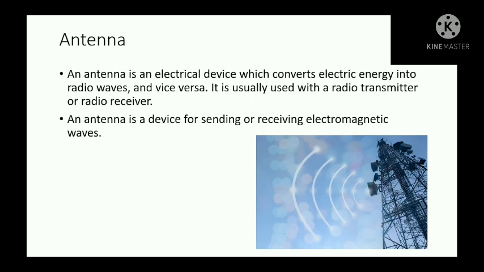Meaning of antenna. An antenna is an electrical device which converts electric energy into radio waves and vice versa. It is usually used with a radio transmitter or radio receiver. An antenna is a device for sending or receiving electromagnetic waves.